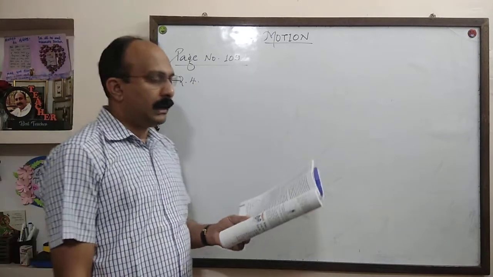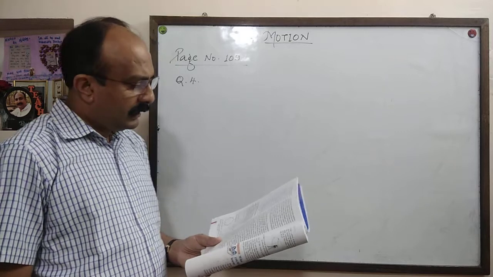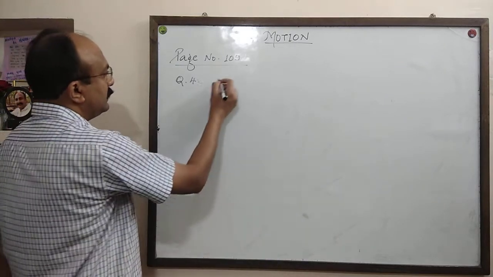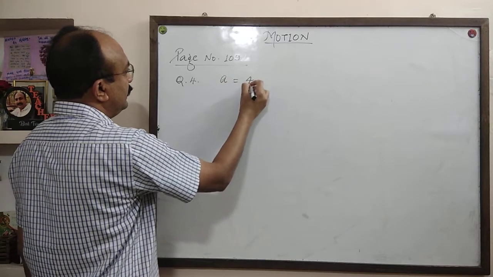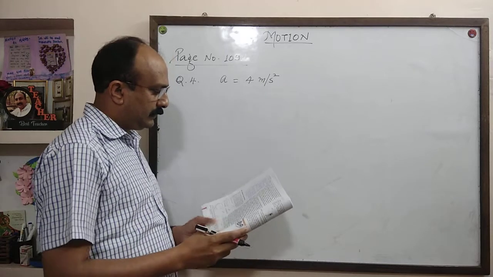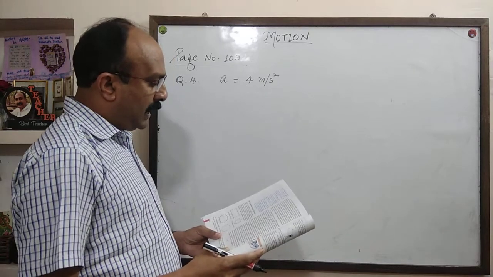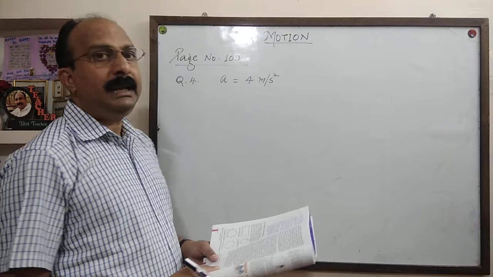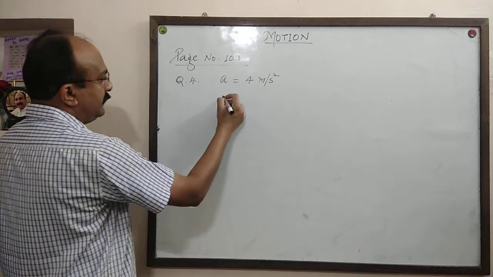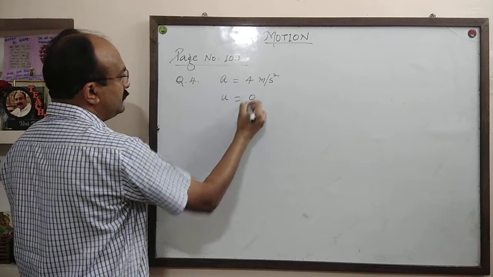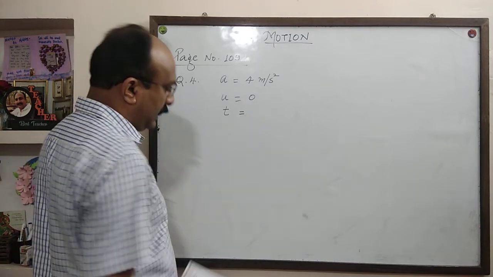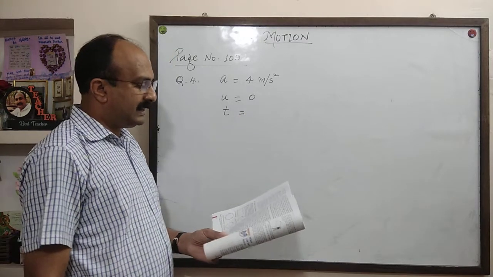A racing car has a uniform acceleration of 4 meter per second square. So acceleration is given, 4 meter per second square. What distance will it cover in 10 seconds after the start? After the start, again u is equal to 0. What distance will it cover in 10 seconds?